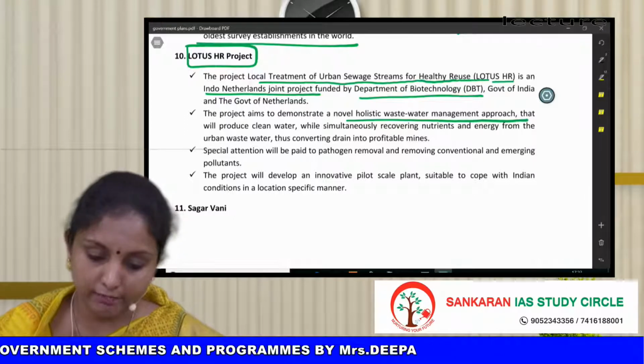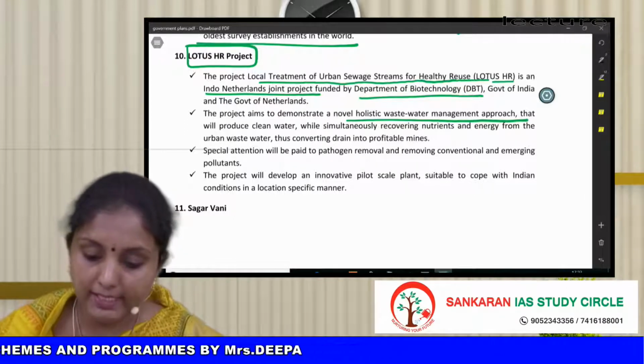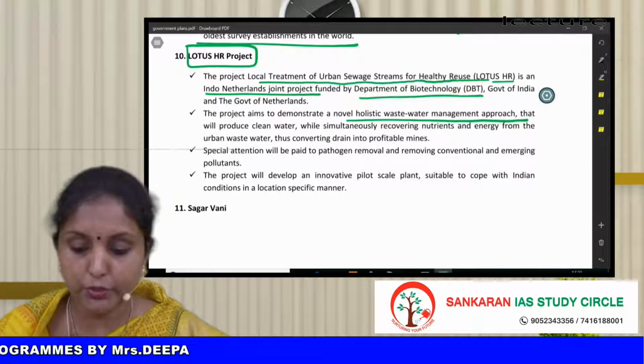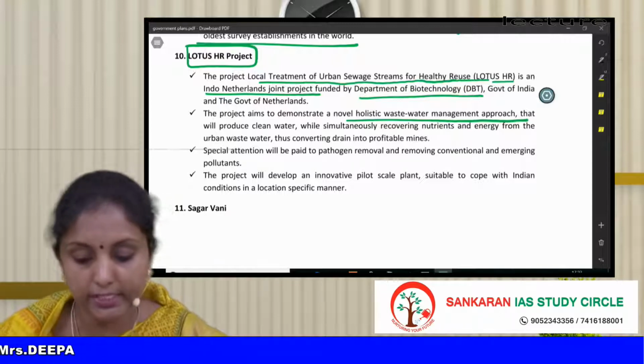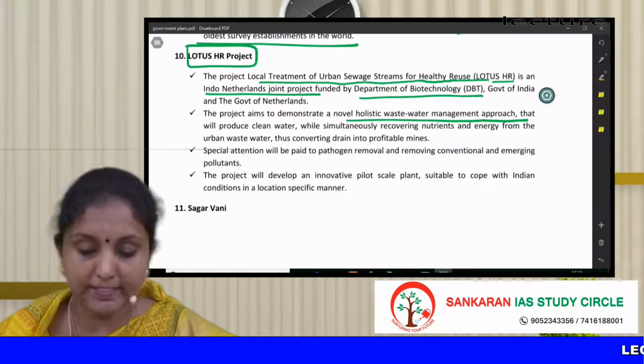The project will develop an innovative pilot scale plant suitable to cope with the Indian conditions in a location specific manner.